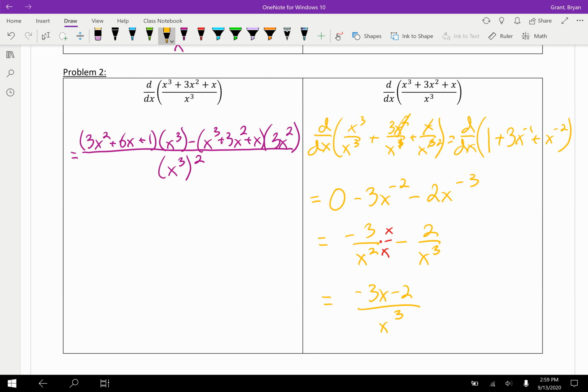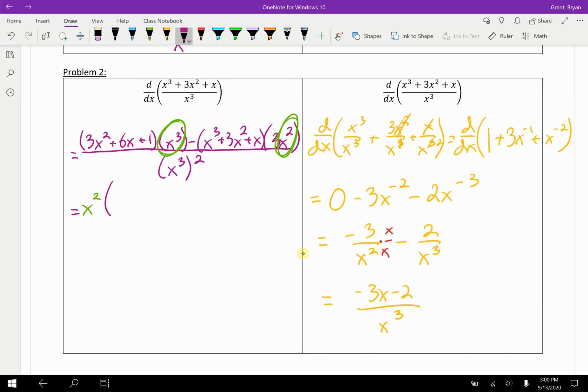Well, I can see a couple things that might make our life at least a little easier. In particular, this has something in common to each term. I see an x squared. I know there's an x cubed here, but it at least has an x squared inside. So I think maybe the first thing I'll do is factor out an x squared from everything.